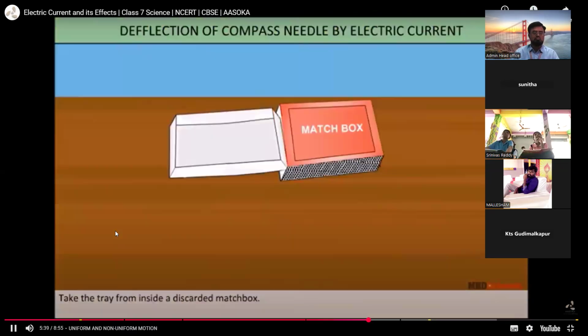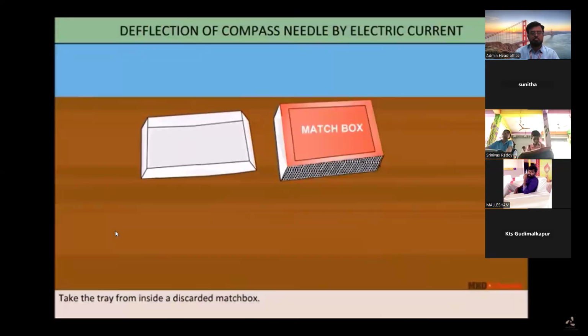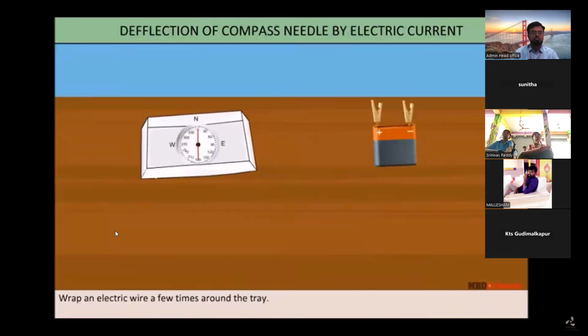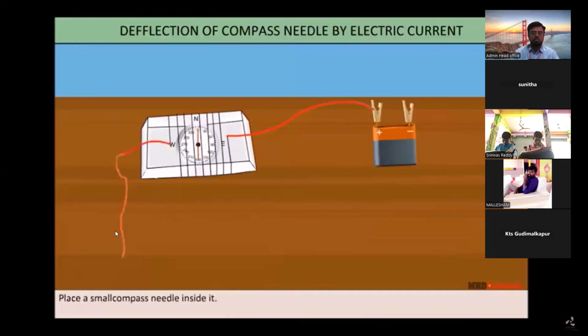Take the tray from inside a discarded matchbox. Wrap an electric wire a few times around the tray. Just simple experiments to know the magnetic effect of electric current. Place a small compass needle inside it. Now, connect one free end of the wire to the terminal of a battery. Leave the other end free.